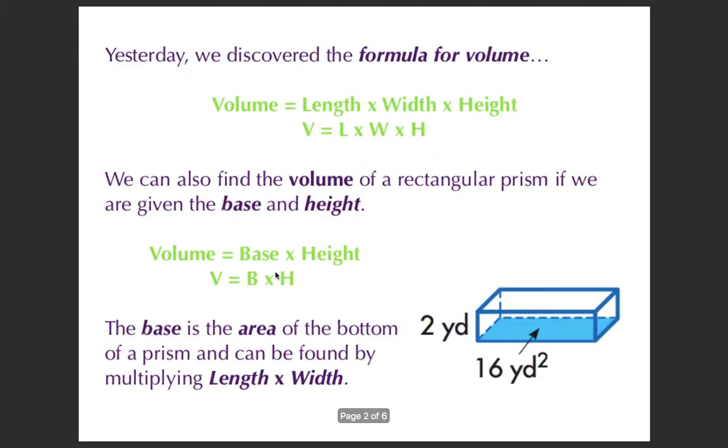All right, moving on. So yesterday we discovered the formula for volume. The volume formula is length times width times height. We can also find the volume of a rectangular prism if we are given the base and the height. The base of an object is right here, colored in blue. The base is going to be the area of the bottom of the prism, and that can be found through length times width. So another way to find the volume is to do base times height.